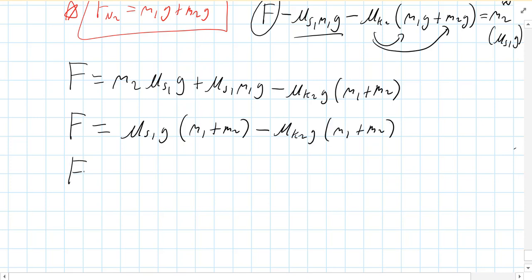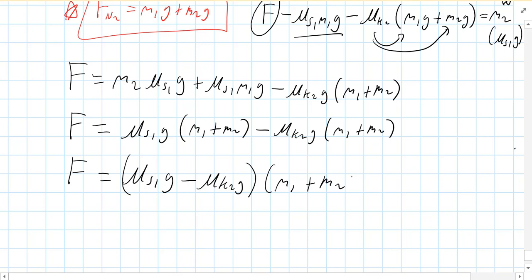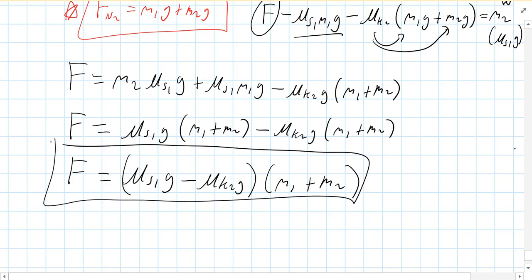And if you're really into algebra, now you could say mu S1 g minus mu K2 g, times M1 plus M2. So you can factor out the M1 plus M2. Any of these are all algebraically equivalent. So that's an example of figuring out what's the maximum force you can pull with so that the stapler doesn't slide with respect to the book.